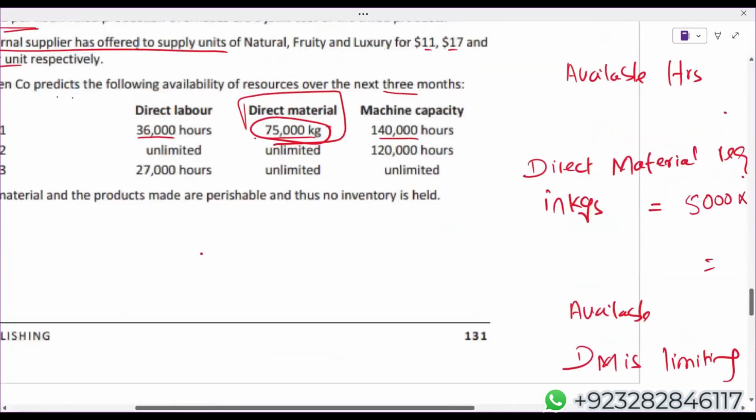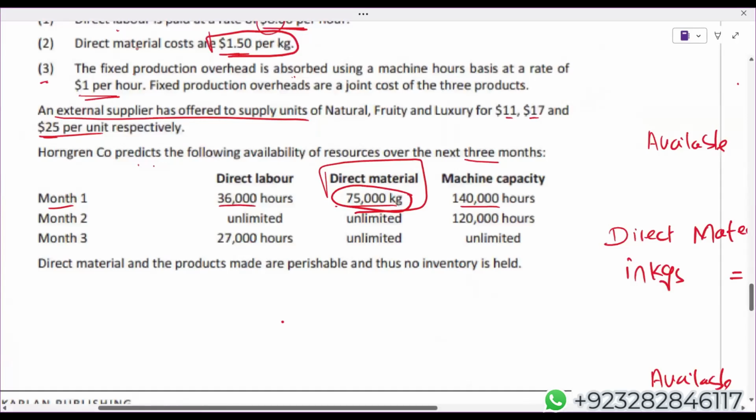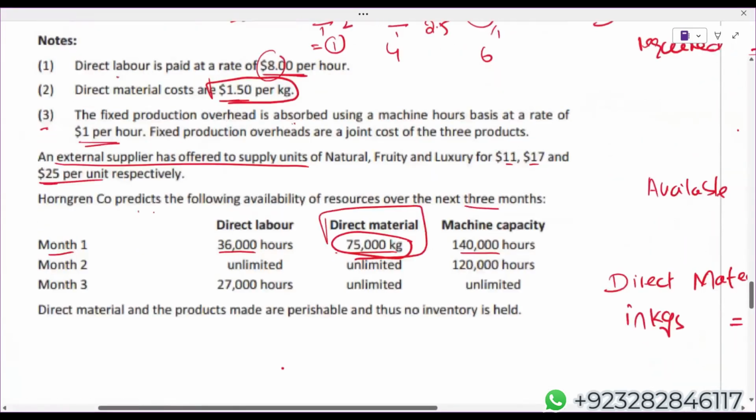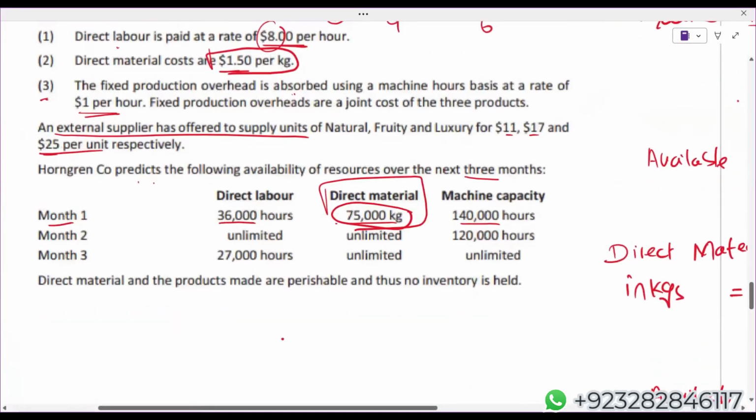But that question could be directly solved as well. I don't think so there's any issue. But okay, no issue. Let's do it properly. 11, 17, and 25. In month 2, we can directly solve this second part. I'll tell you how. Look at this month 2. Direct labor is unlimited, so direct labor is not a limiting factor. Direct material is unlimited, so direct material is not a limiting factor. Machine capacity is 120. It means machine capacity is your limiting factor, so identified.